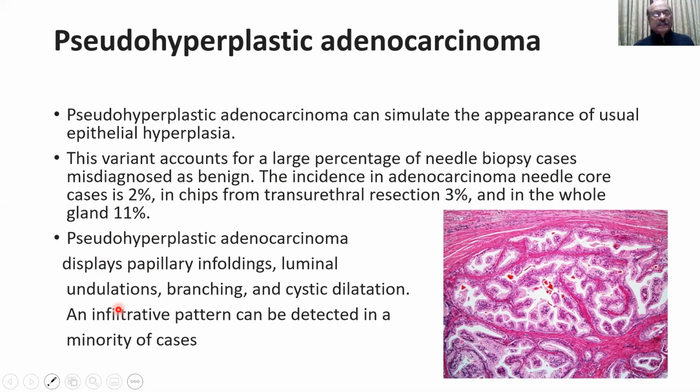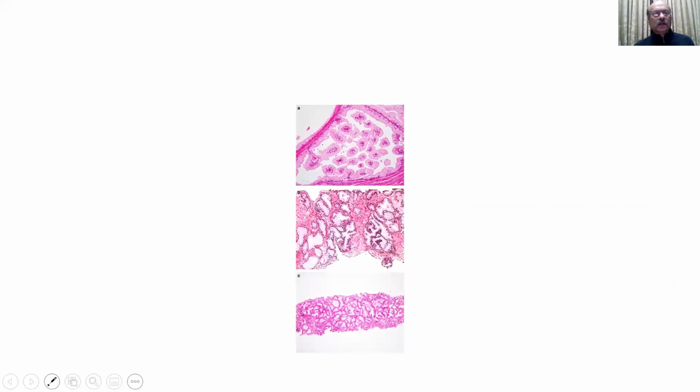And this variant displays papillary infoldings, luminal undulations, branching and cystic dilatation. An infiltrative pattern can be detected in a minority of cases. So it looks like normal. It looks like benign hyperplasia. And sometimes it presents papillary structure formation, and it is very difficult in needle biopsy to identify this entity, but still it can be diagnosed.